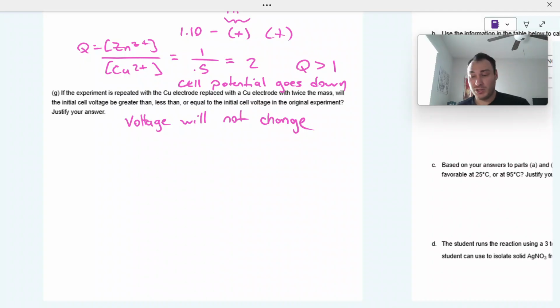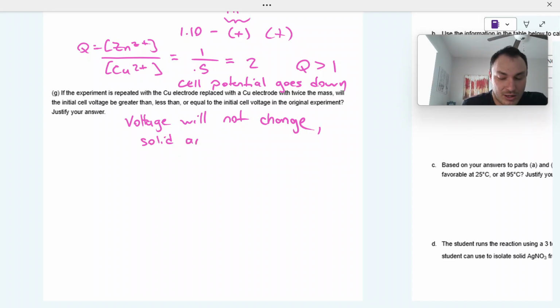What changes the voltage compared to the standard cell are the concentrations. It's the Q. And remember, solids do not go in Q expressions. We learned that in Unit 7 when we learned what Q expressions are. We don't put solids in there. So changing the mass of the solid is not going to affect the voltage because the solid mass does not impact our Q.